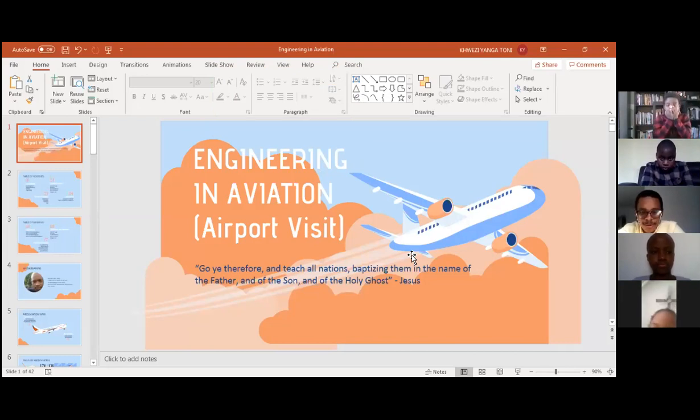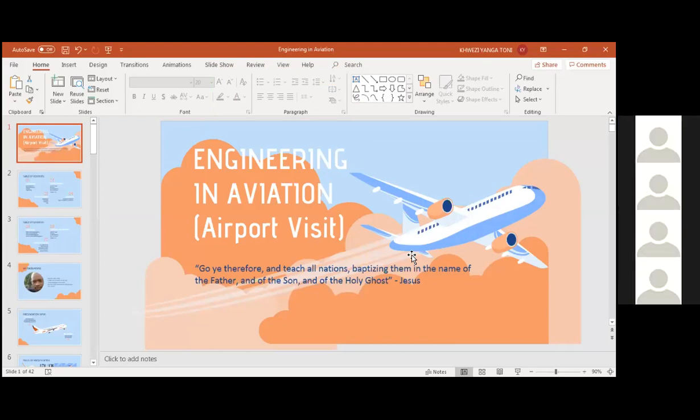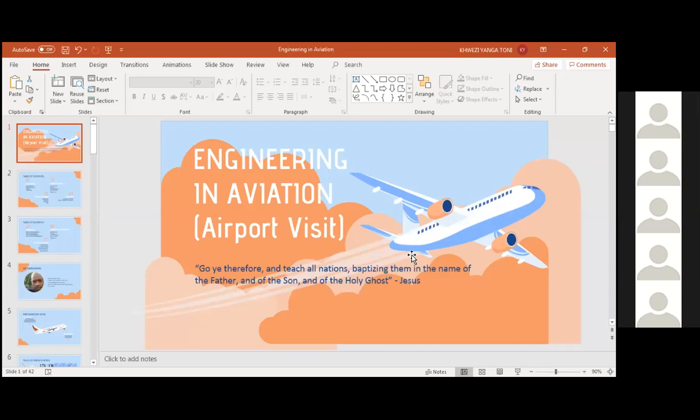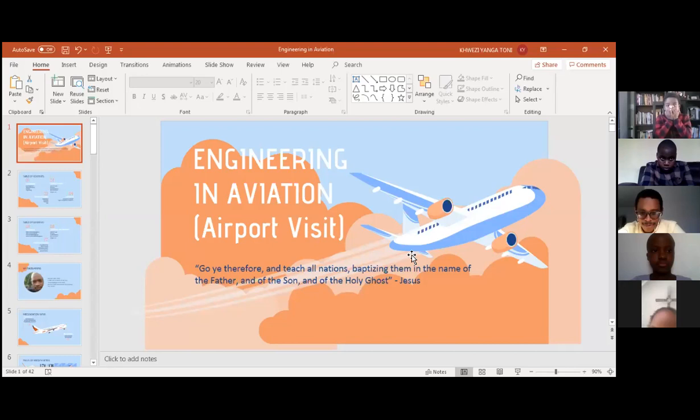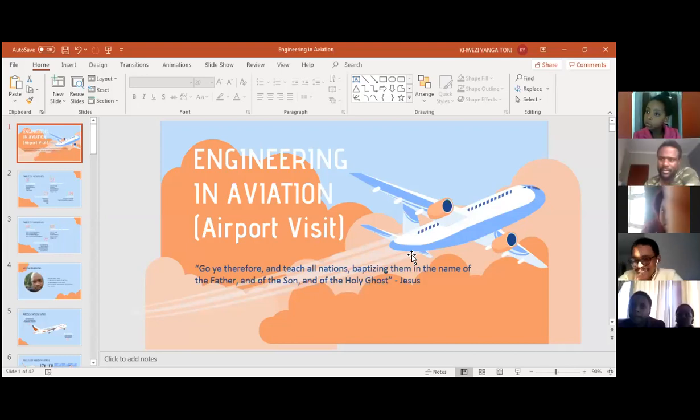Jesus once said, "Go ye therefore and teach all nations, baptizing them in the name of the Father and of the Son and of the Holy Ghost." I'm starting with this verse because as Adventists and as Christians, we know we have a mandate to go out there to all the nations. And how do you get to all the nations? By foot. It is very difficult to get to all the nations by foot.